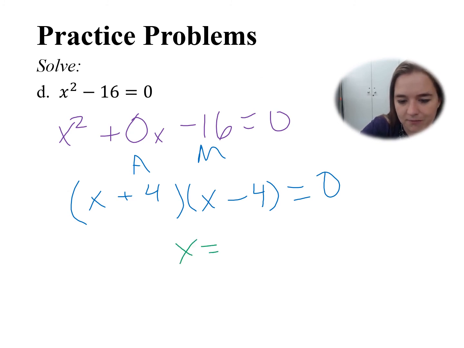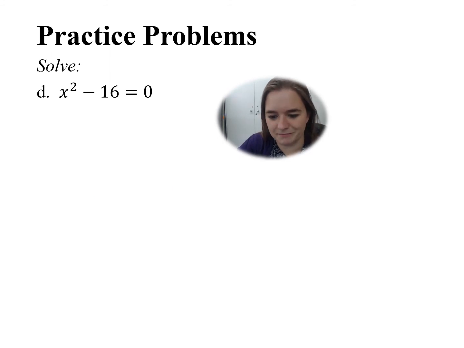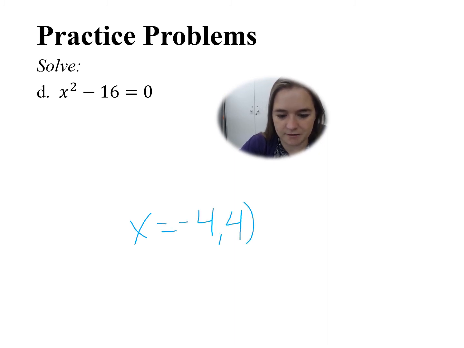So my slide keeps having trouble here. I know that my possible values for x are going to be -4 and +4. And I can take that from my factored form where I had x plus 4 times x minus 4 equals 0.